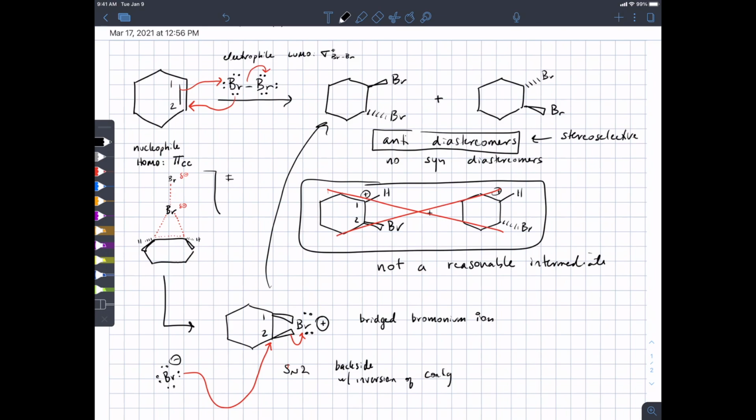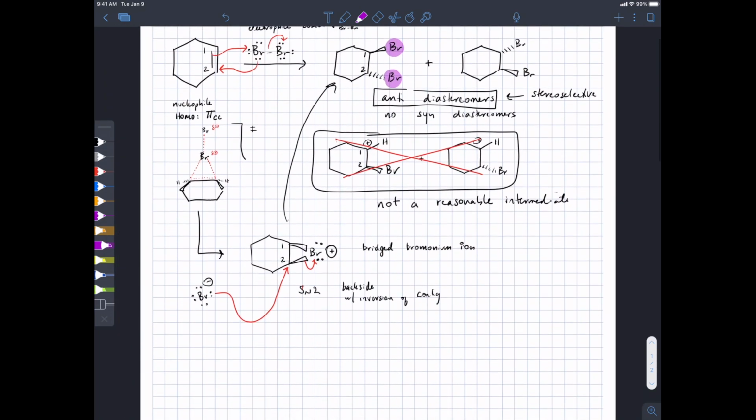So in the way we've drawn it, bromine leaves from carbon 2, the new bromine comes in from the bottom on carbon 2, and that's why bromine is up on carbon 1 and Br is down on carbon 2. Of course, in this case, carbons 1 and 2 are identical, so bromine could just as easily have attacked carbon 1, and that's where we get the other enantiomer from. We talked about how this was an anti-diastereomer because it was easy to see that the bromines were on opposite sides of the original alkene.